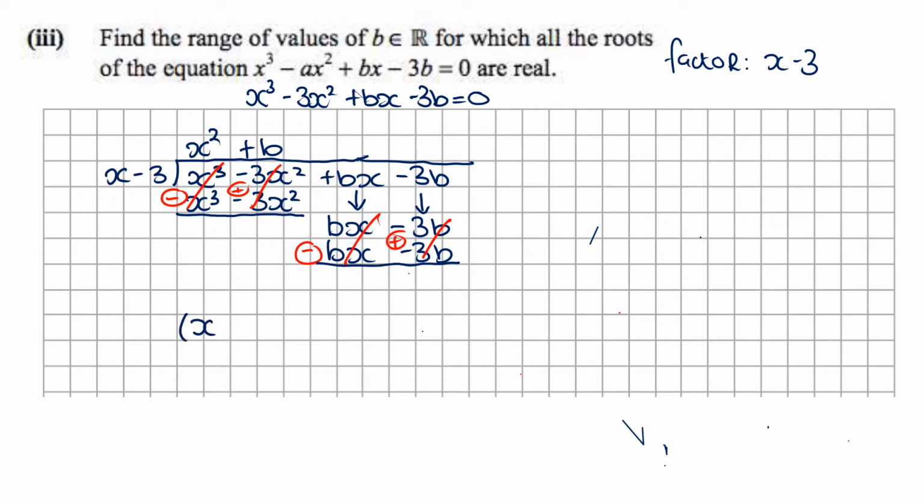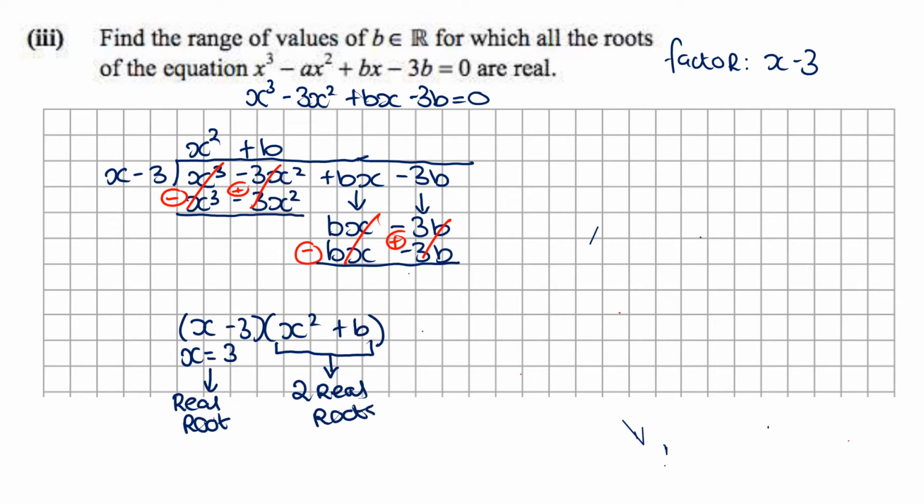We now have two factors. So we now have x minus 3 is one factor, and we have x squared plus b is the second factor. The question asks us to find the range of values of b for which all the roots are real. So here, x equals 3, this is a real root. So we have one real root, that's fine. Now we want to say, well, what about this? We want this to have two real roots.